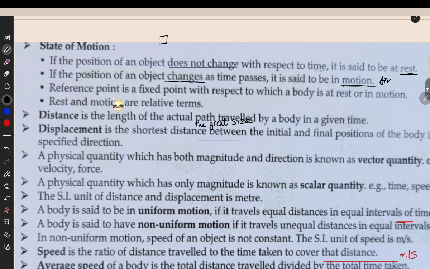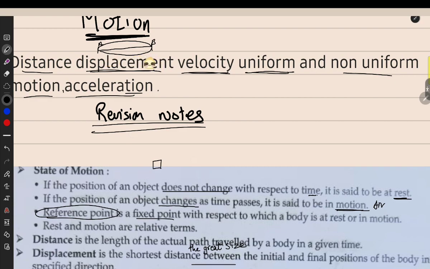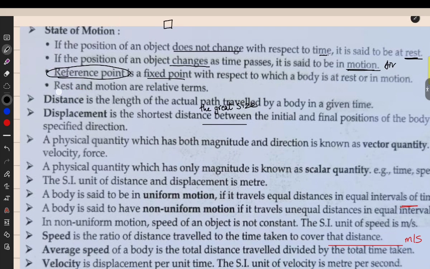Reference point is a fixed point with respect to which a body is at rest or in motion. What is meant by reference point? Here we have a point A and a point B. In that we can call it the reference point. It is a fixed point, starting from A and ending with B. Then, why are rest and motion relative terms? When motion comes, rest will not be there. If motion stops, rest will be there. Like that only, rest and motion are relative terms.